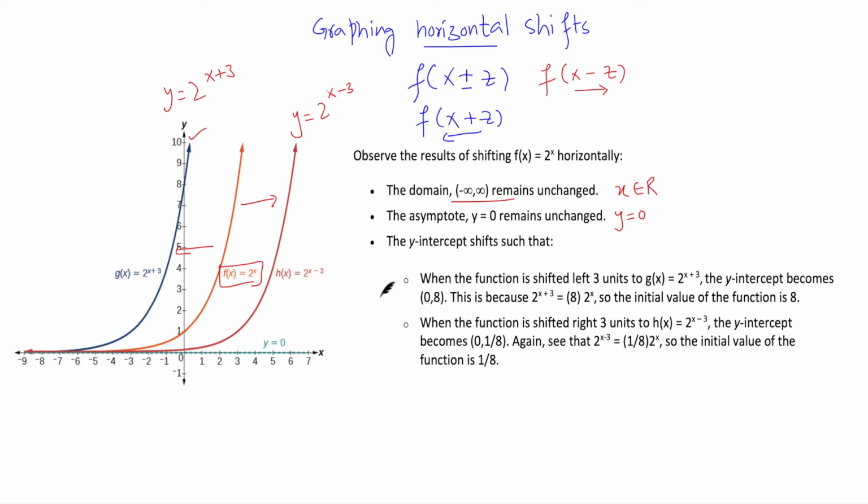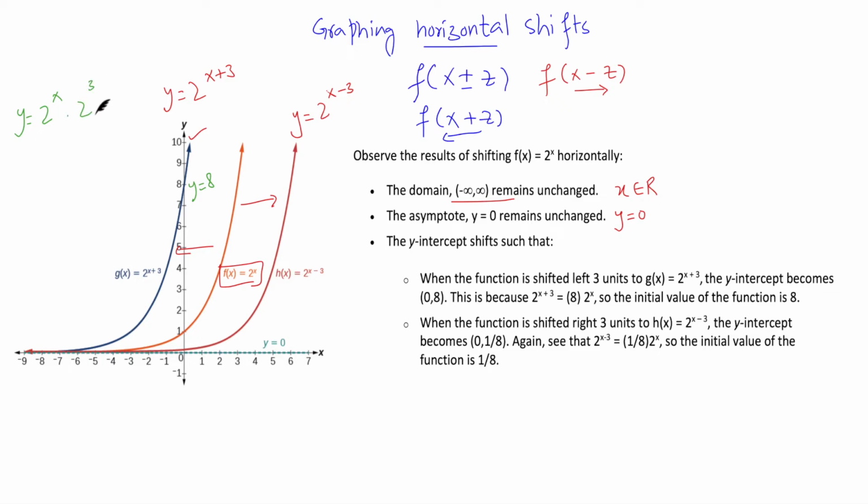Y-intercept is important in this scenario. Y-intercept shifts. Now in this graph, the y-intercept is 8. How did we get 8? Now you need to evaluate this function. Can I rewrite this function like this? Y equals 2 raised to power x into 2 raised to power 3.